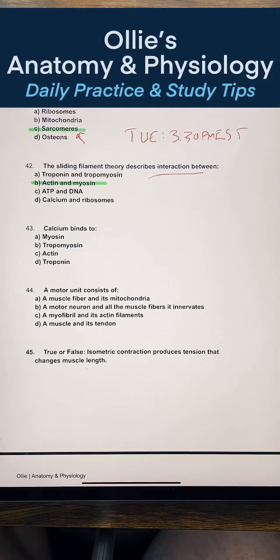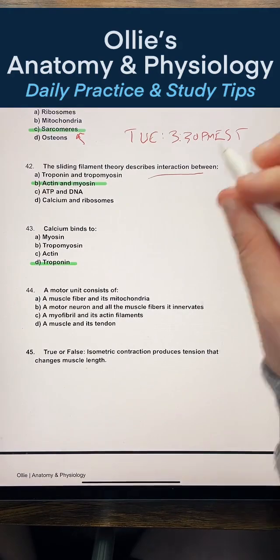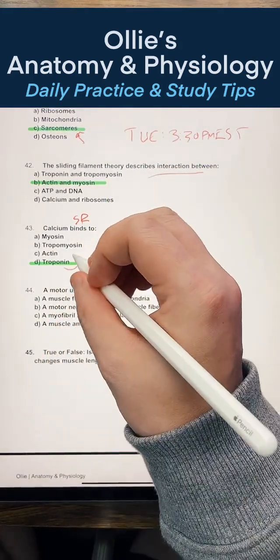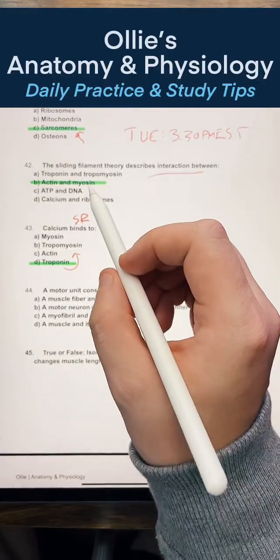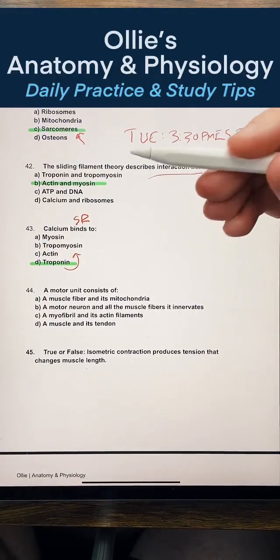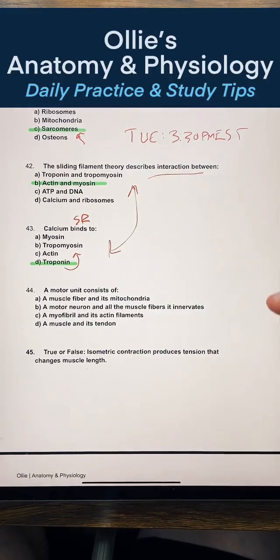Number 43, the answer is D. It's troponin. So connecting this with our sliding filament theory, calcium gets released from the sarcoplasmic reticulum. It binds to troponin. It removes tropomyosin from the actin active sites, allowing those myosin heads to bind. Like we mentioned, when it binds, it pulls it towards the center, shortening it, giving us our contraction. So that's how we connect these two questions.